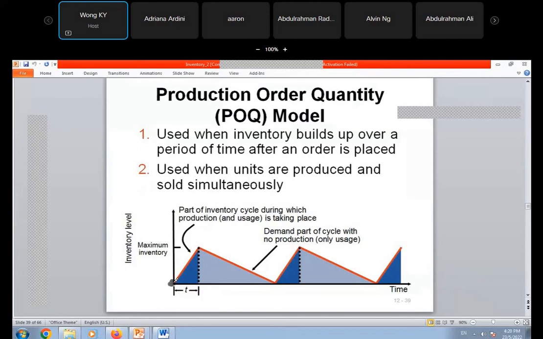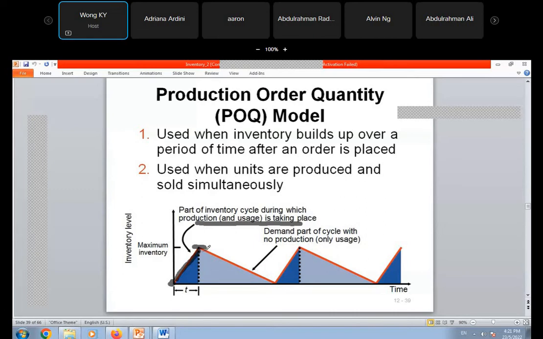to make the raw material. At the same time, the company will also consume the raw material because it will need the raw material to make the final product. So this phase here is where production and usage is taking place. Production of the inventory as well as the usage of the inventory is taking place. Once the production of the inventory reaches a maximum level, let's say this level, then the production will stop. The company will not make it anymore, and then after that, the company will only use it to make the final product.